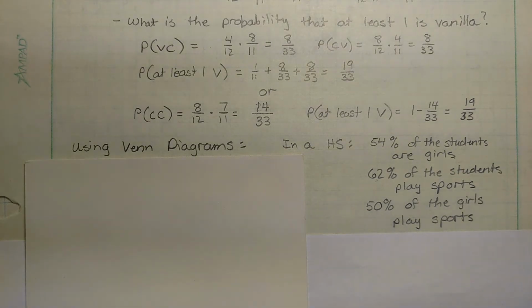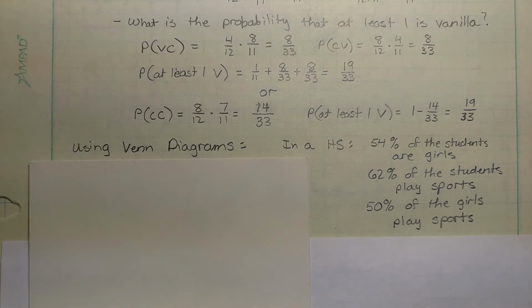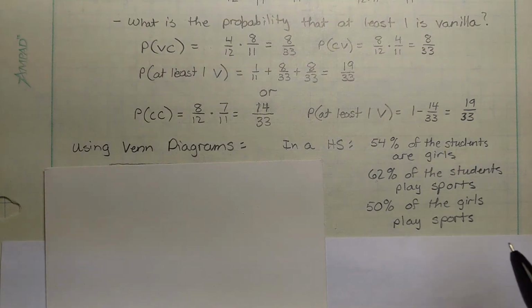So what we want to do is set up a Venn diagram. We want to look at the two main things that were talked about here, playing sports and girls. And notice that here is our overlap. The key is how to set up the Venn diagram. We want to set up a circle for girls and a circle for playing sports, and then make the corresponding overlap be correct.